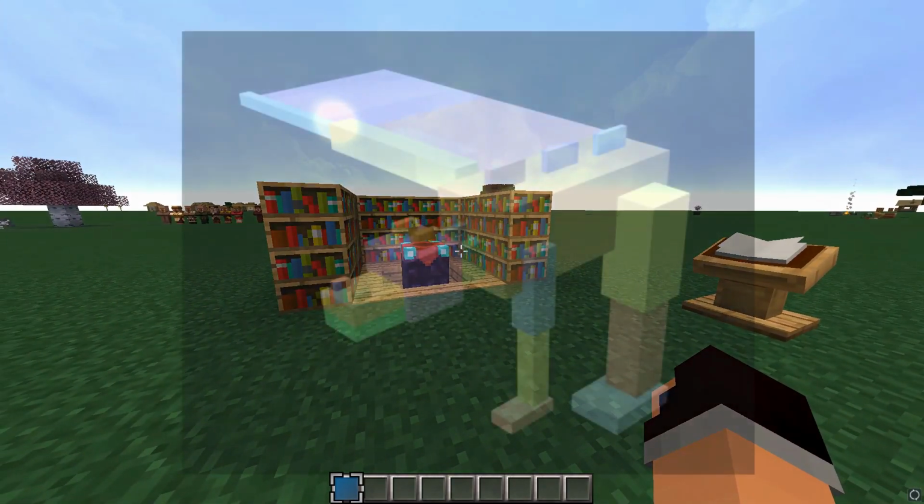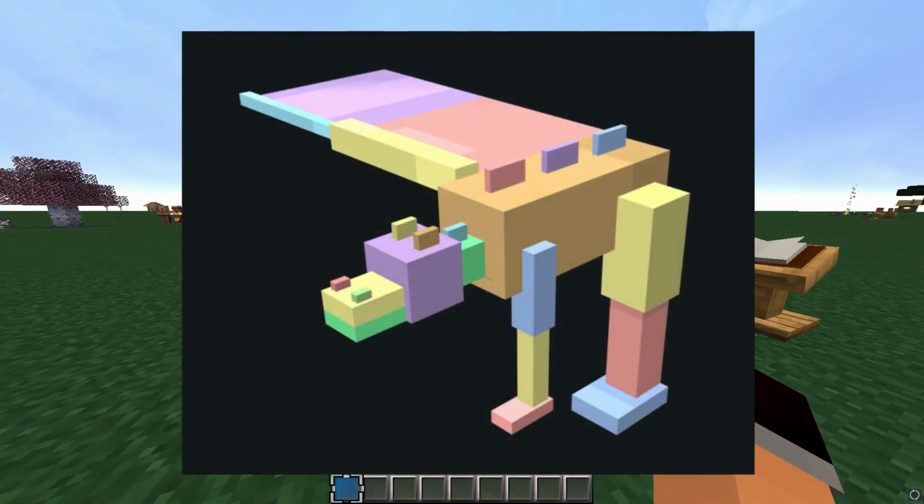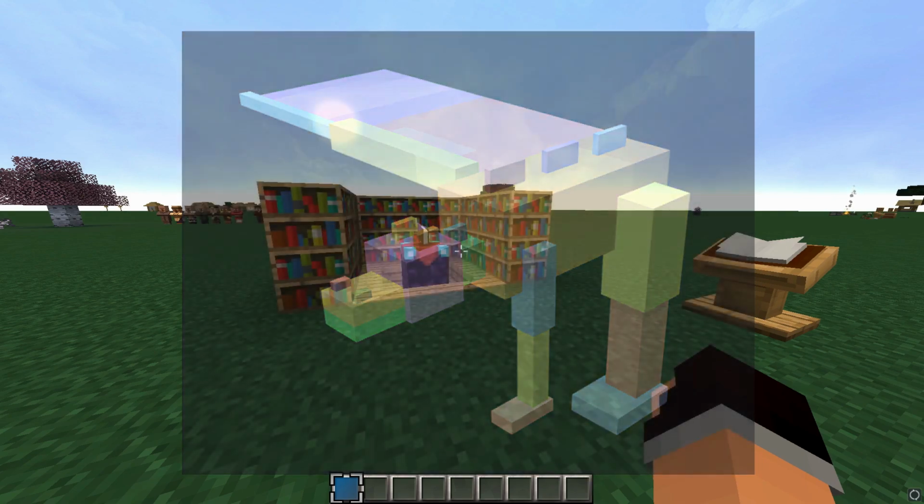So I'll try and flash up some images on the screen right now, but as you can probably see there, that is the chem model for the Ender Dragon, as it should be in the file browser. It looks so different to how you'd expect, I know.